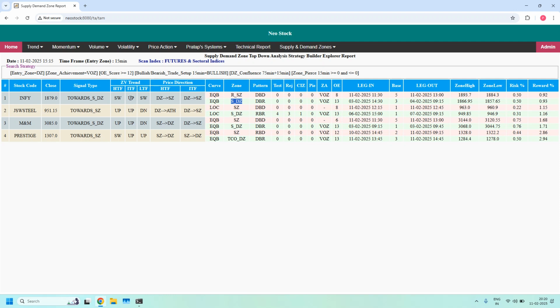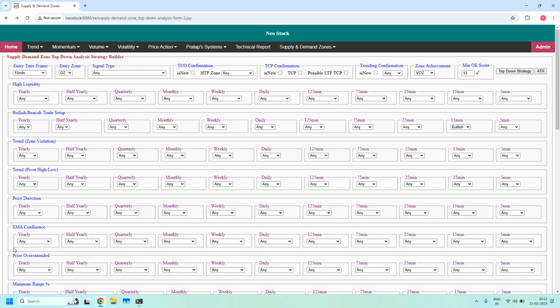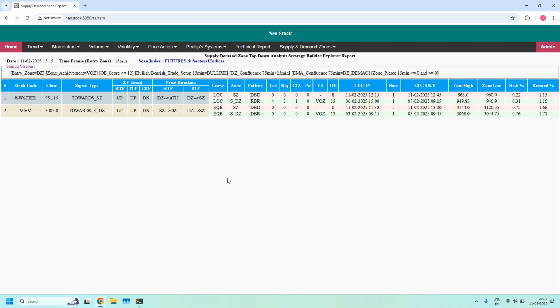Okay, 75 minutes trend is up in all these stocks. If any of these 75 minutes demand zones are having daily EMA confluence, they are even more high probability to get the success. Let's verify. In the EMA confluence at 75 minutes time frame, I am setting the filter: 75 minutes demand zone is having daily EMA confluence or not. With this filter, we got 2 stocks. So these 2 are even more high probability trade setup supported zones. These 15 minutes demand zones.